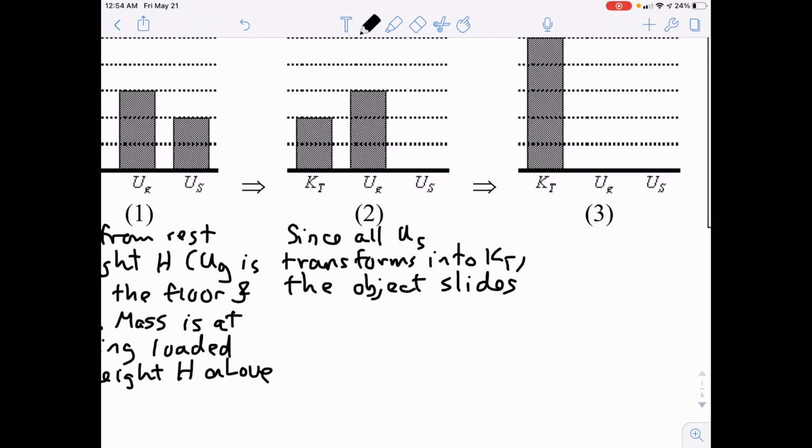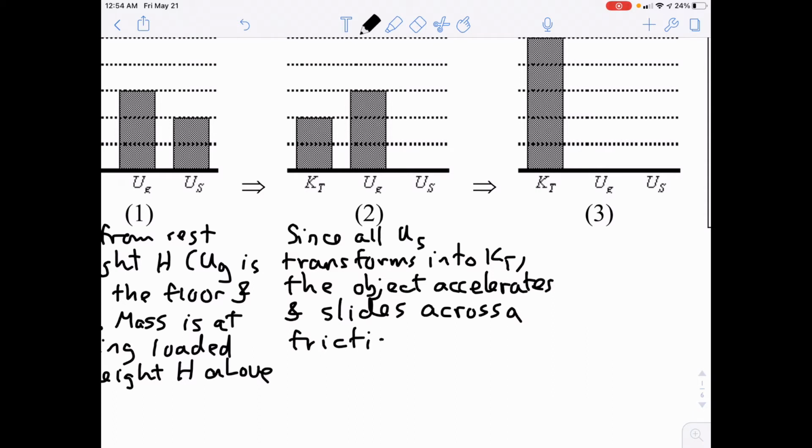slides, well, first of all, the object accelerates and slides across a frictionless tabletop. Now, how do we know it's a frictionless tabletop? Well, if there were friction, you would have lost mechanical energy here in the process.